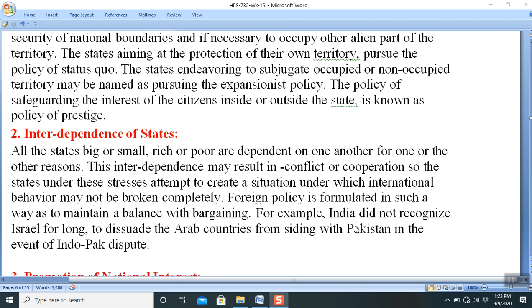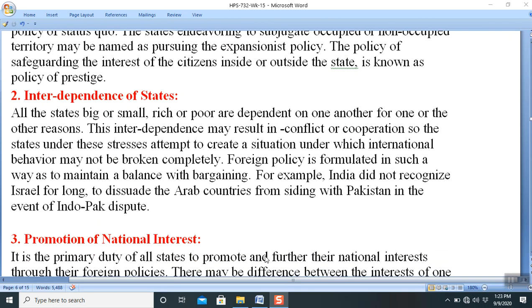For example, India didn't recognize Israel for long to seduce the Arab countries, or to prevent the Arab countries from siding with Pakistan in the event of Indo-Pak disputes. Interdependence of the state means that all the states by one means or another are dependent on others.